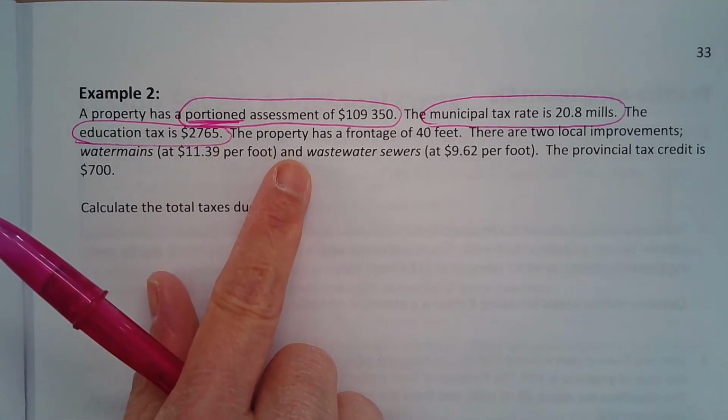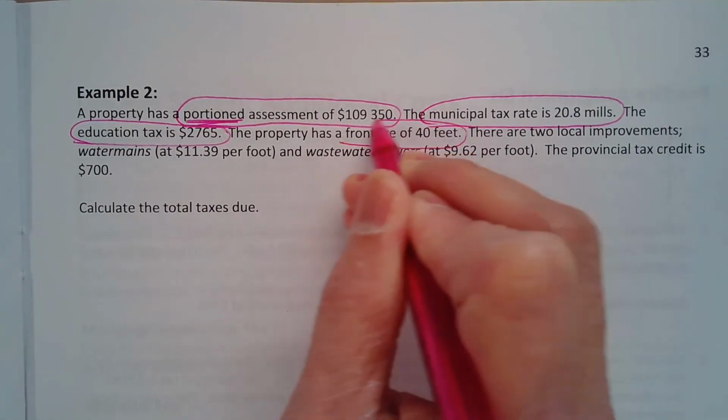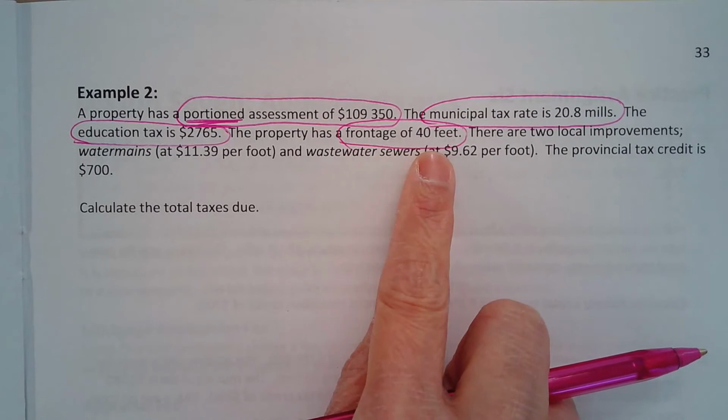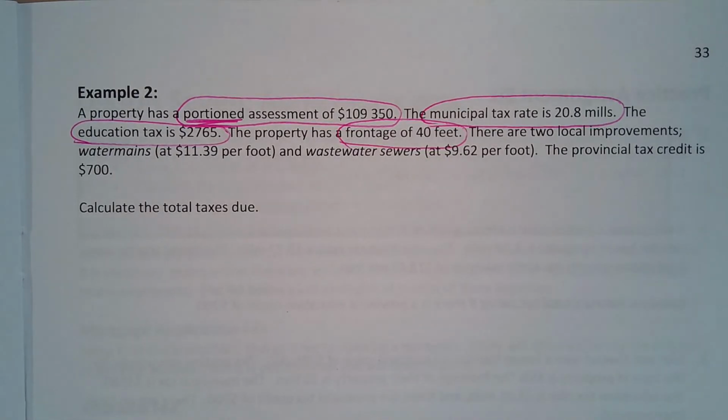The property has a frontage of 40 feet. What do we use the frontage for? To calculate what? Which part of the property tax? The local improvement, because this is literally the front of your house. Locally, that's what you're paying for.